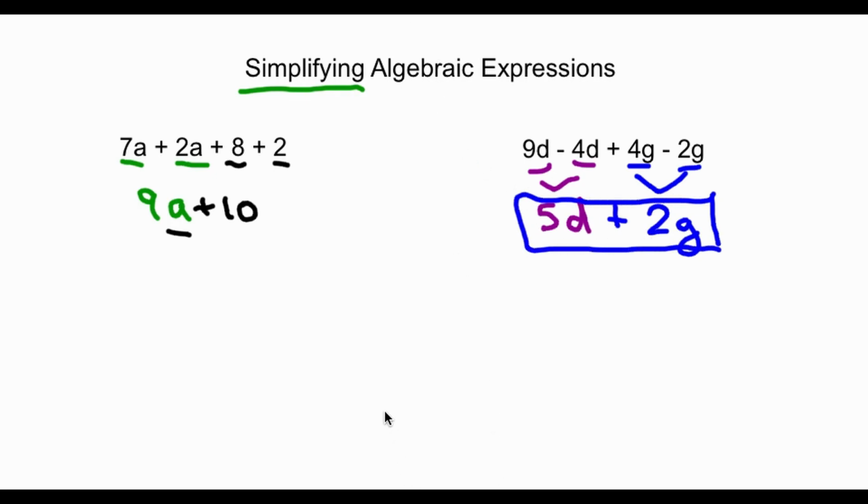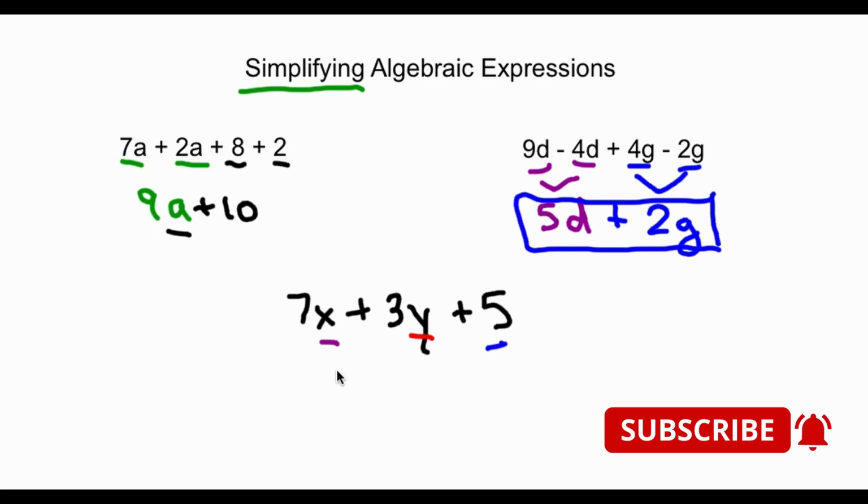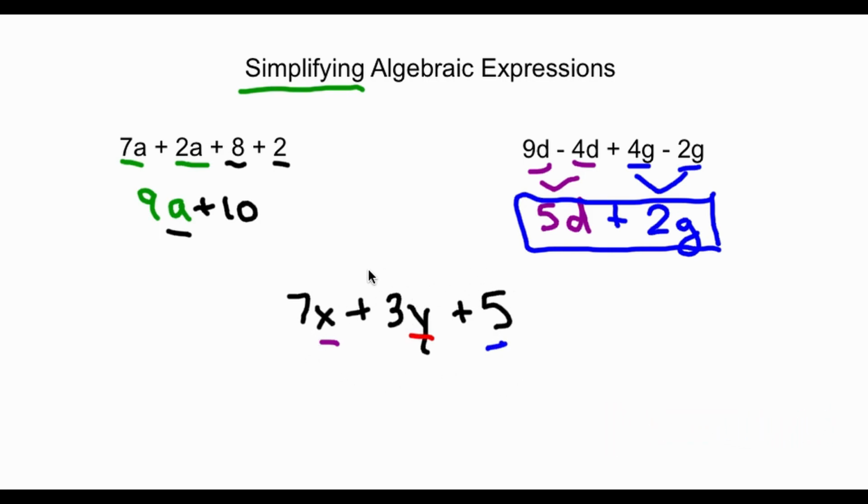Now I'm going to quickly write another expression here. Let's say 7x plus 3y plus 5. Can we simplify this expression? Well, let's look. Do we have any like terms here? We got the x here, in the middle term we have the y, and the last term is just a constant term, meaning a regular number with no variables. So we do not have any terms that match, therefore we do not have any like terms. In this case, this is the simplest form for this expression.